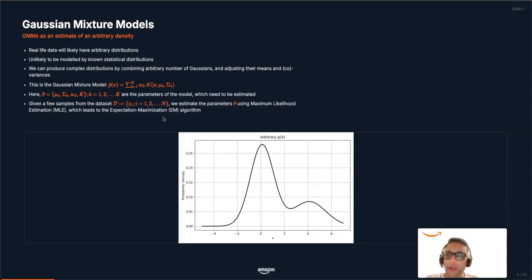But before coming to EM, I want you to look at another view of Gaussian mixture models, and we'll go to that next.